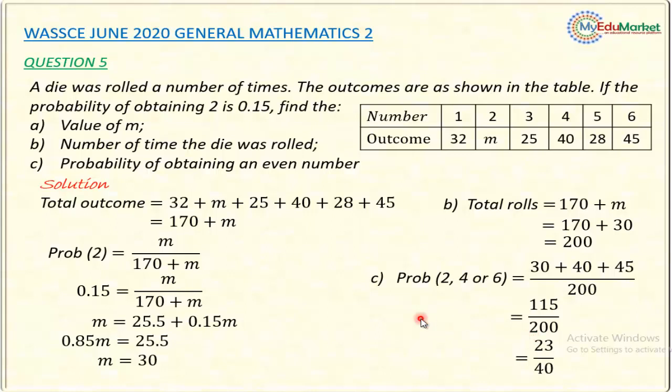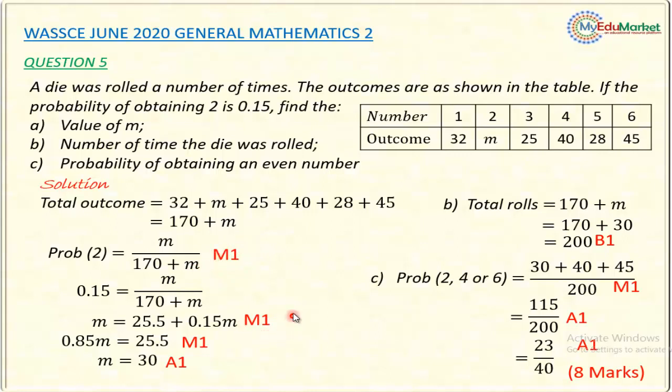So let's see the mark distribution for this very question according to the WAEC marking scheme. And the mark distribution is as follows. The first mark is the method mark for attempting to get the probability of 2 by writing m over total outcome, which is 170 plus m. So you have that method mark 1.